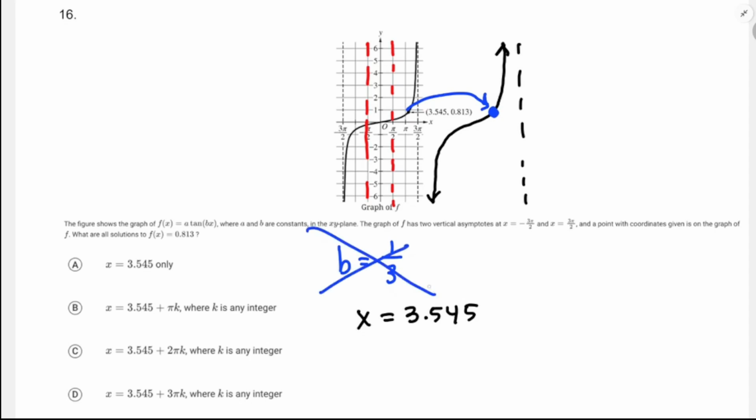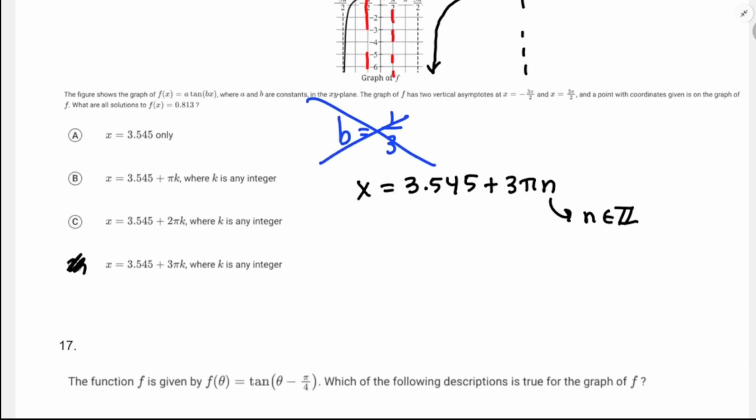That actually, I think, was taking me farther away from what I wanted. What I wanted was that the period is going to be 3 pi. So it's going to be plus 3 pi n, where n is an integer. And so that'll be represented by answer choice D. There we go. Because it got 3 times as y, the period becomes 3 pi. There you go. That was an interesting one.